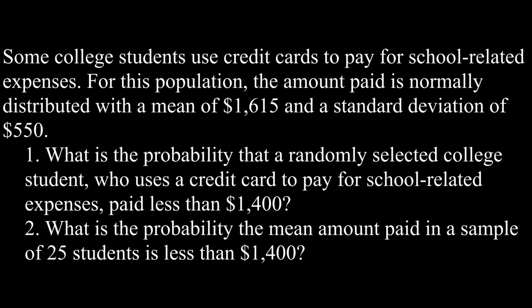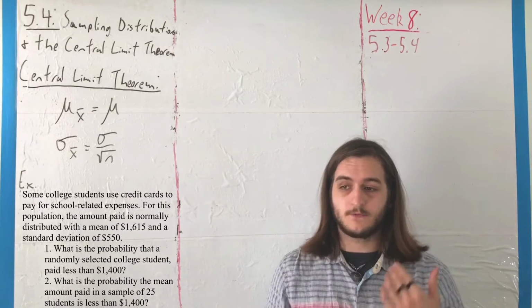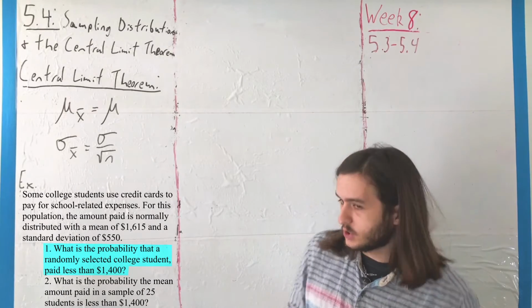First, we want to find the probability that a randomly selected college student who uses a credit card to pay for school-related expenses paid less than $1,400. And then we want to find the probability that the mean amount paid in a sample of 25 students was less than $1,400. So the first thing we have to understand here is our first case isn't actually anything special.